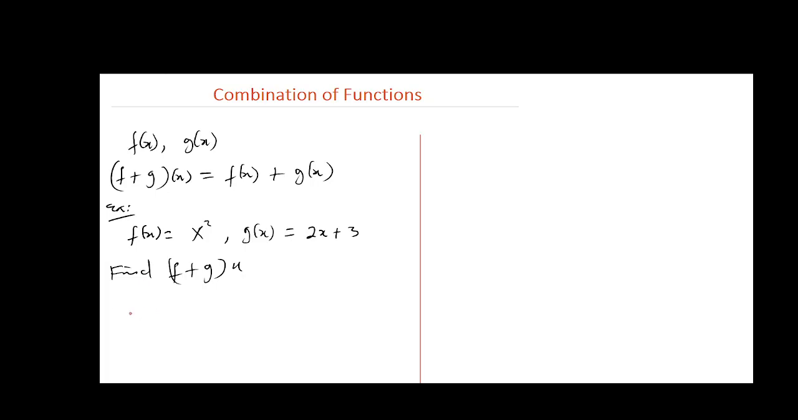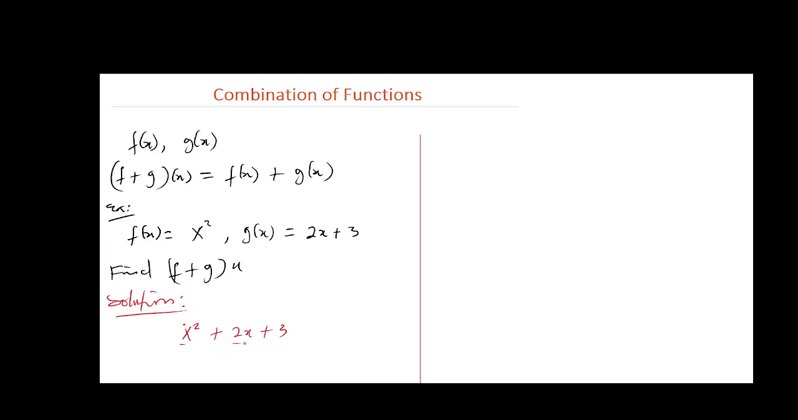Now, solution. Since the sum of f and g will give us f of x plus g of x, and f of x is x squared plus g of x is 2x plus 3. This becomes the combination, the sum combination of the functions. You can go further to find the value of x from here.